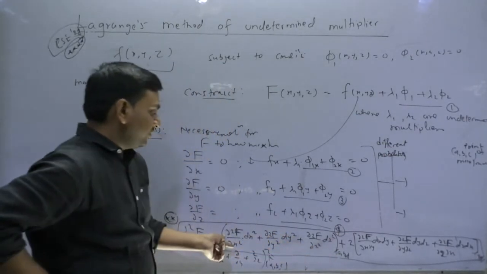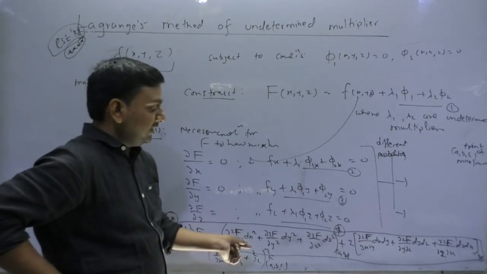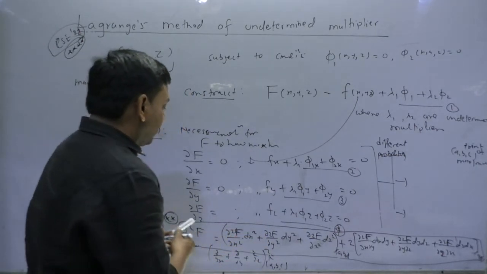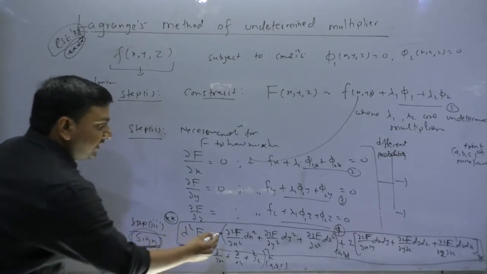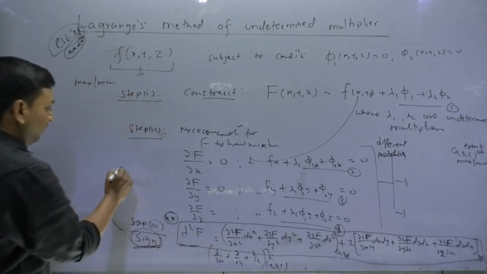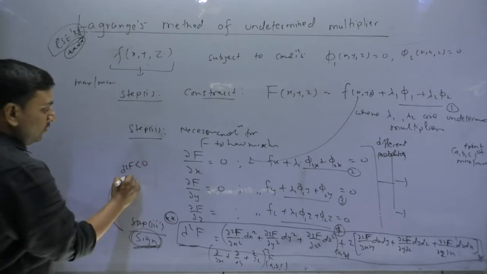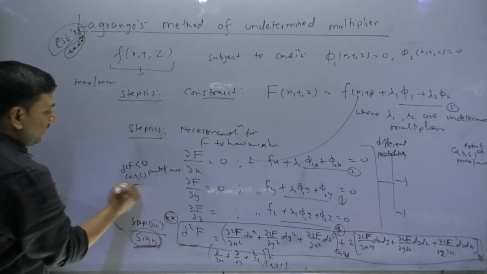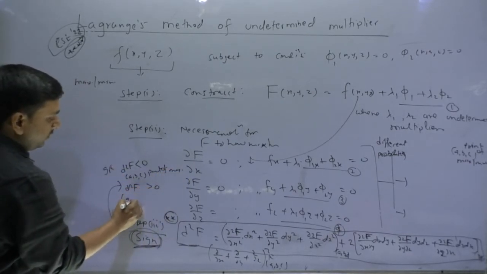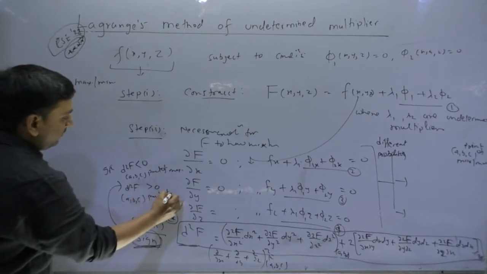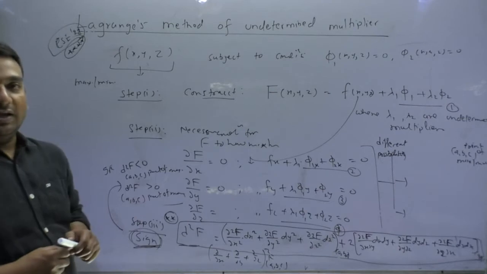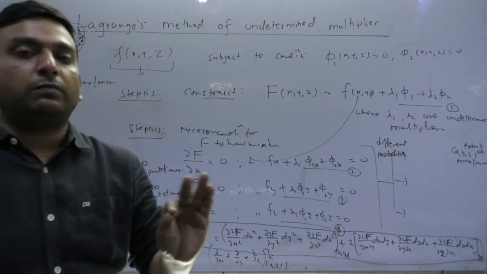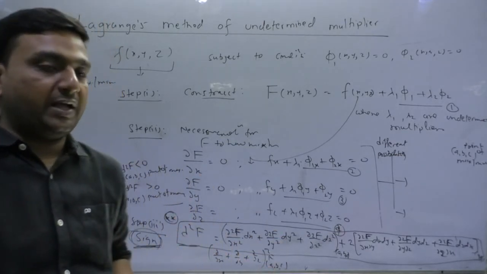The sign of d2F will be determined by this expression. ABC we know, just put x equals a, y equals b and z equals c here and manage. Please mark a star here: we need the sign, not the exact value. So if d2F is less than 0, then ABC is a point of maxima. If d2F is greater than 0, then ABC is a point of minima. Clear? So this is the whole procedure of the Lagrange method of undetermined multipliers.